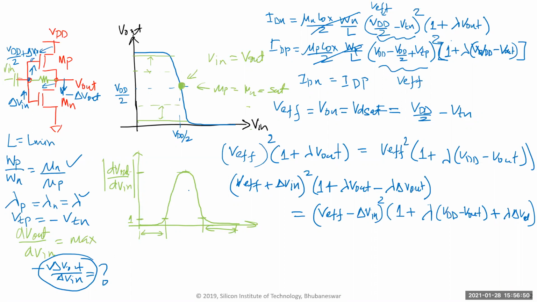So what I'm going to do is write this a little bit differently. I'll write this as V effective times 1 plus delta V in by V effective, right? So then I'll have V effective square times 1 plus delta V in over V effective square, and then I'll have this term.